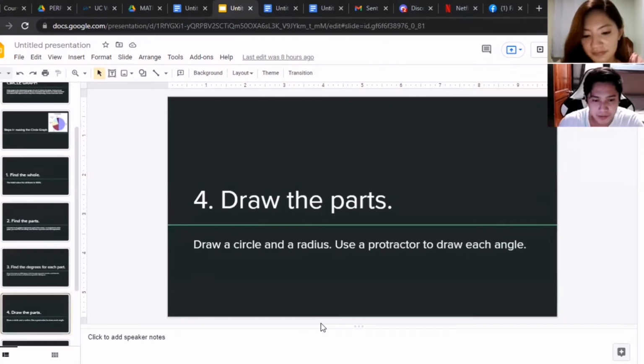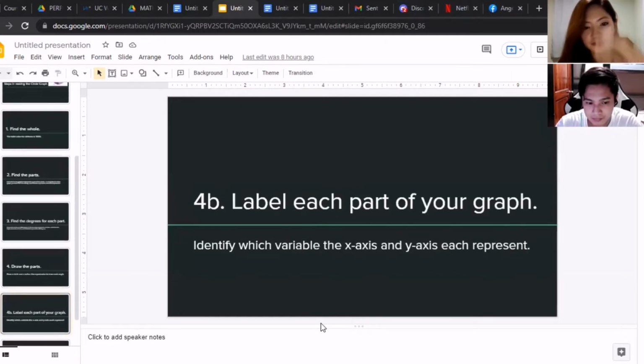Step 4 in making the circle graph. Draw the parts. Draw a circle with a radius. Use a protractor to draw each angle. Each new angle should be measured from the previously drawn line segment. Draw the angles from largest to smallest in clockwise direction.